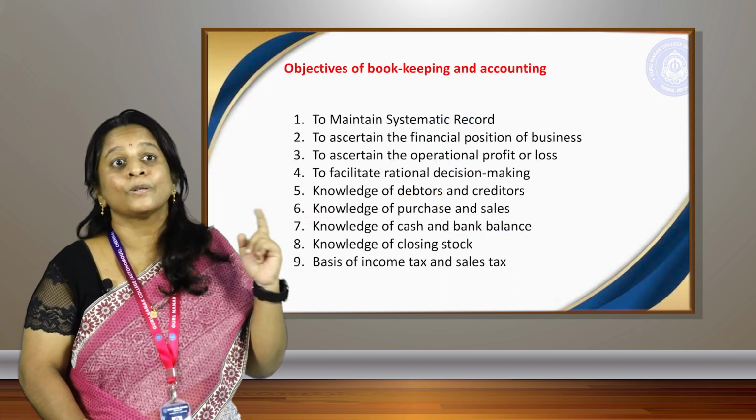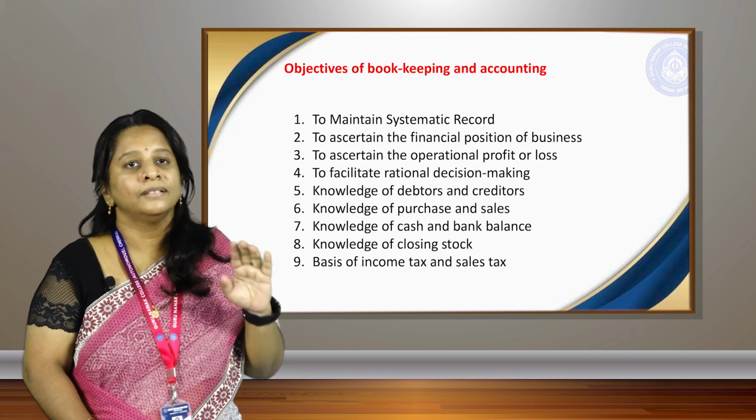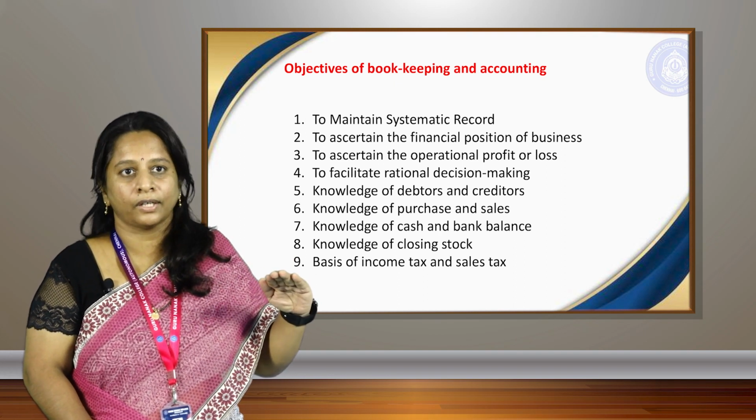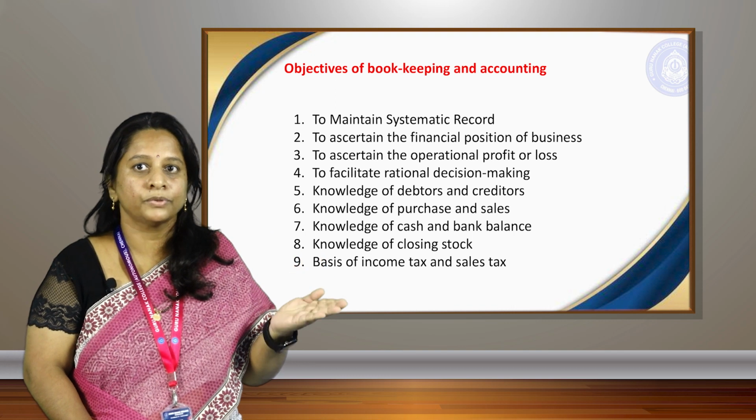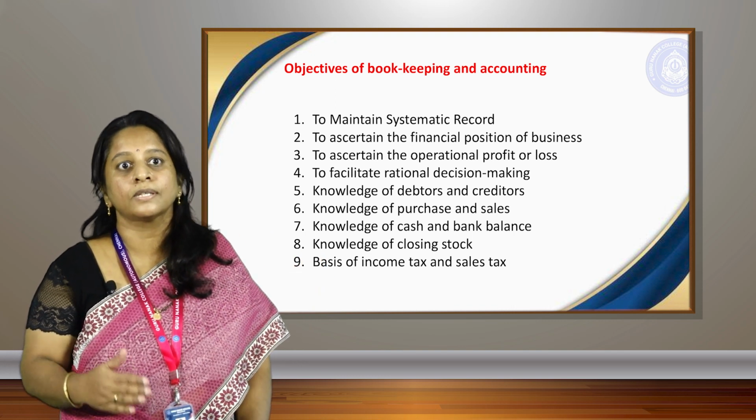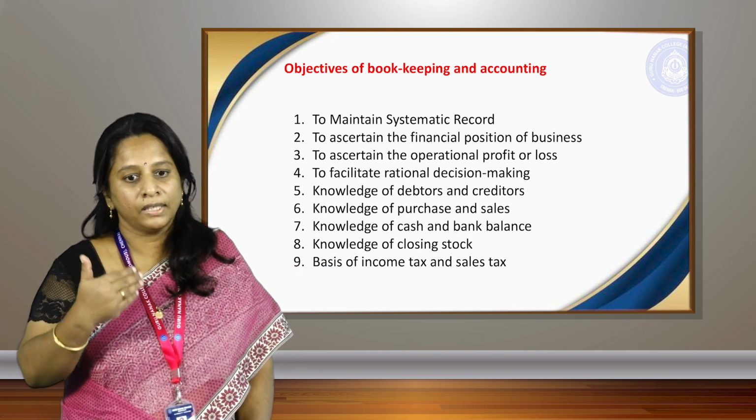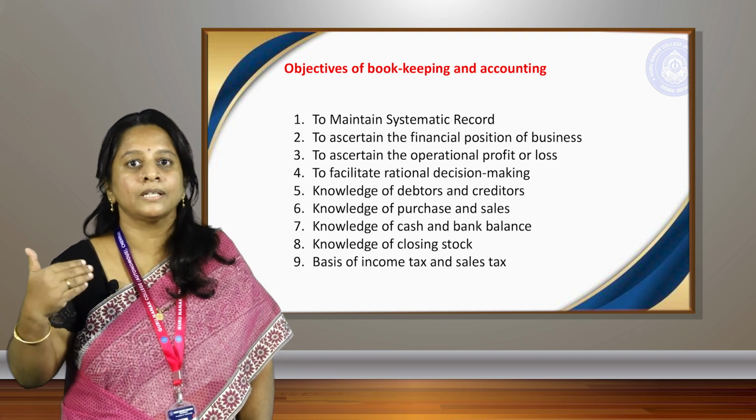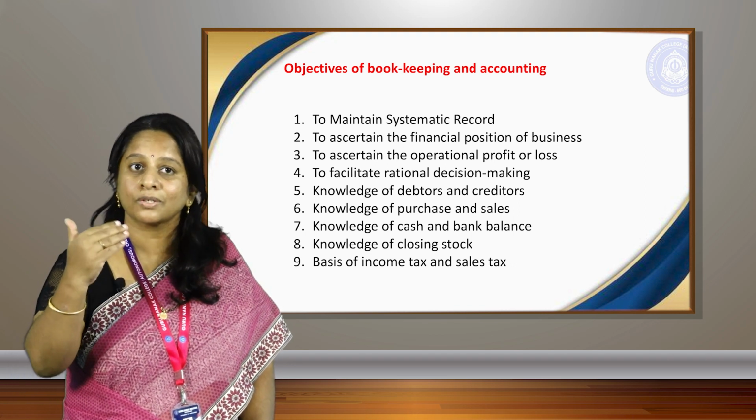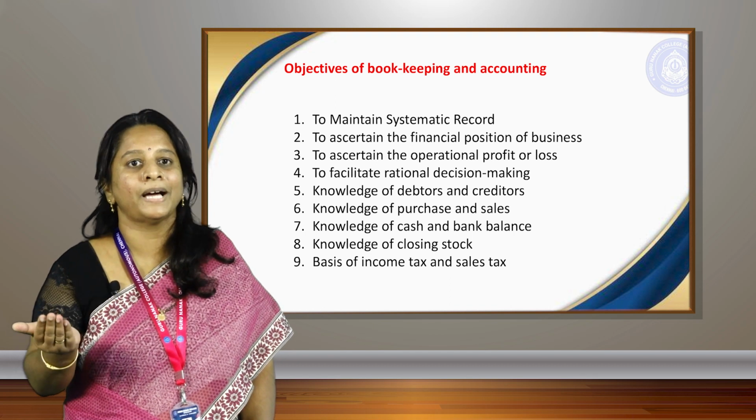The next aspect is objectives of bookkeeping and accounting. Again, systematic recording. To ascertain the financial position, we need to know the financial positions. When we record the data, we need to know whether it is assets or liabilities, or where it has to be put. That is called the financial position, which is coming in the balance sheet.